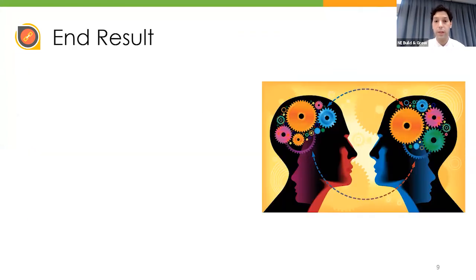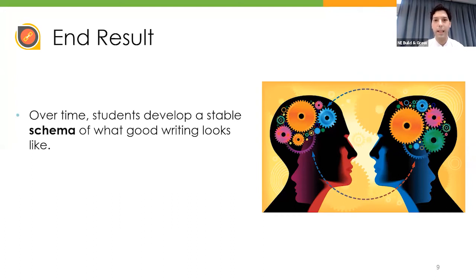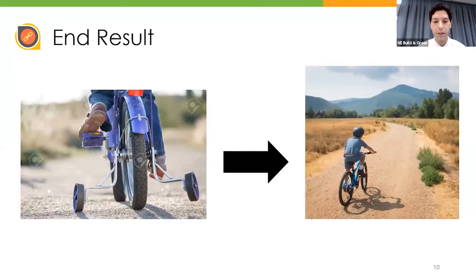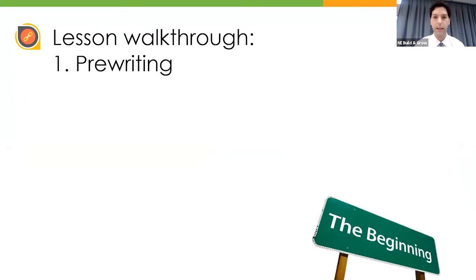So what is the end result of this process? Over time, students develop a stable schema of what good writing looks like. Okay, so they will be able to produce good writing on their own, and this is the point of guided writing, right? We want them to produce good writing independently. So if you look at this picture here, you can think of it as a metaphor, right? Guided writing is like the training wheels on the bicycle, right? We guide students through all the steps of the writing process. And at the end, once they've done this enough, they'll be able to take the training wheels off the bicycle and ride independently, okay?